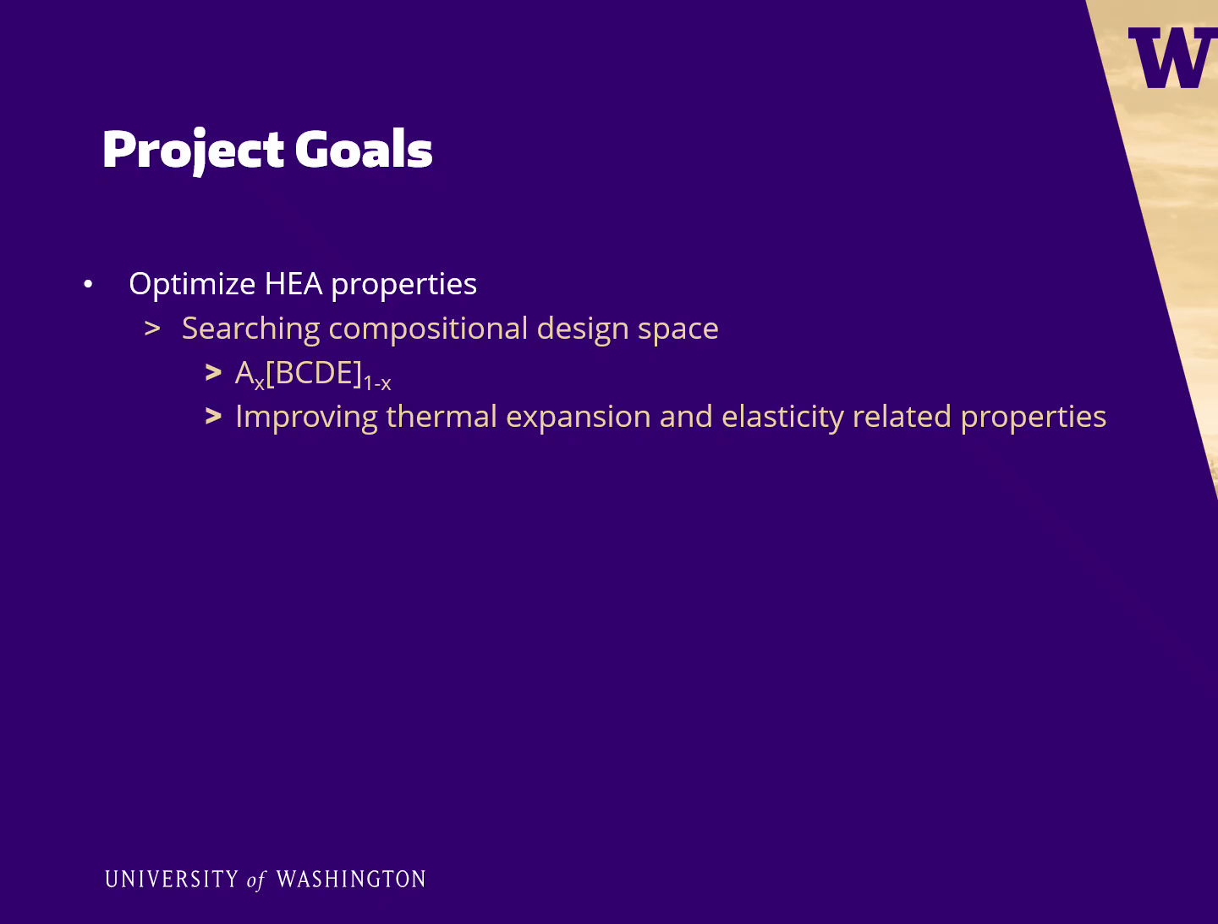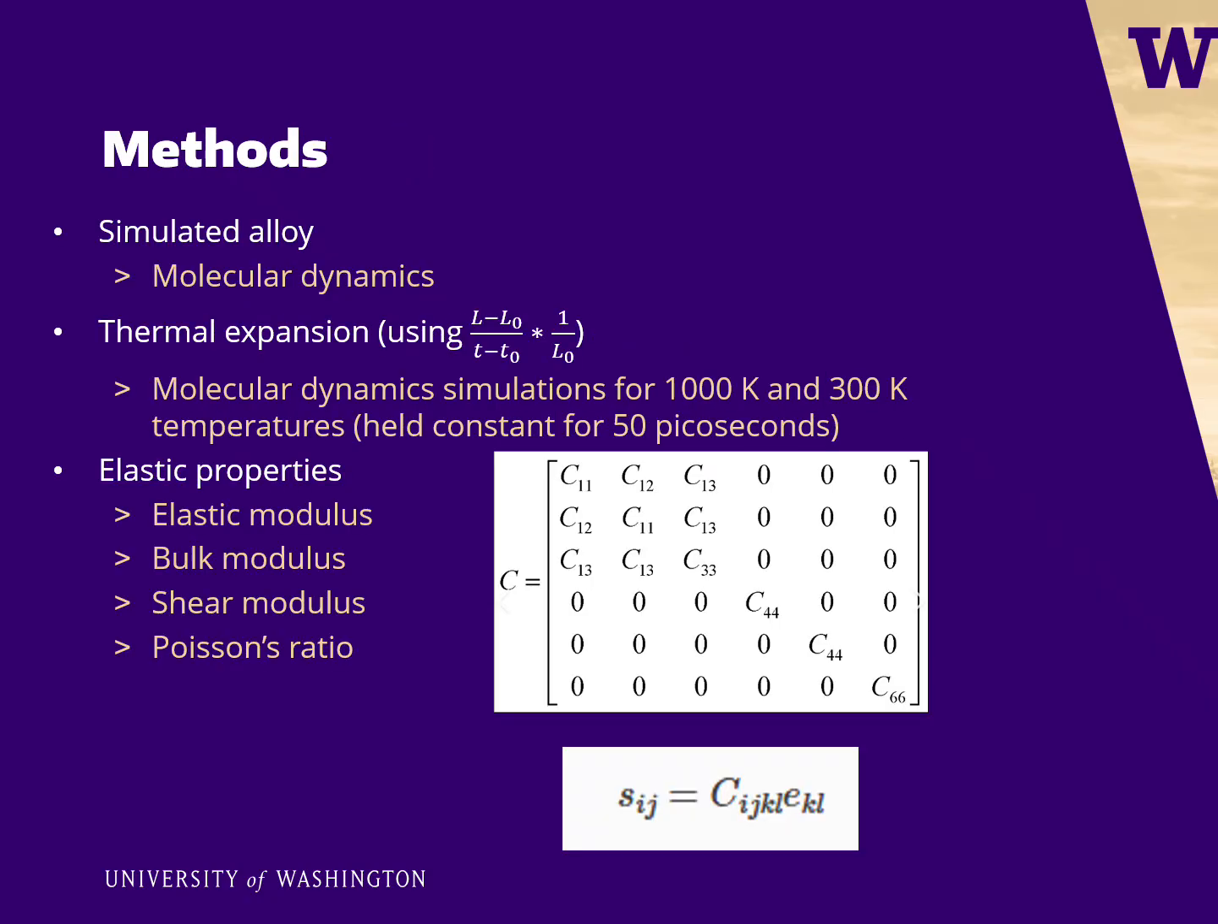By changing the compositions like this, we hope to increase the bulk, shear, and elastic moduli and decrease the thermal expansion to make the overall alloy stiffer. A stiffer alloy would resist compression, deformation, bending, and volume changes in high temperatures. The alloy was simulated using molecular dynamics simulations.